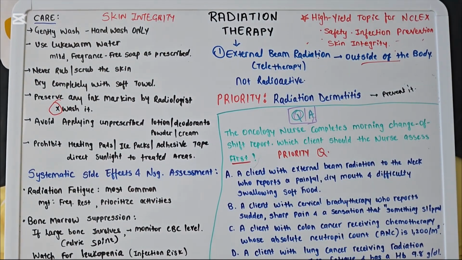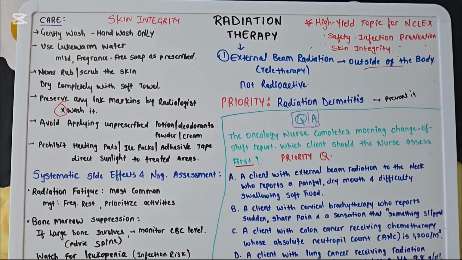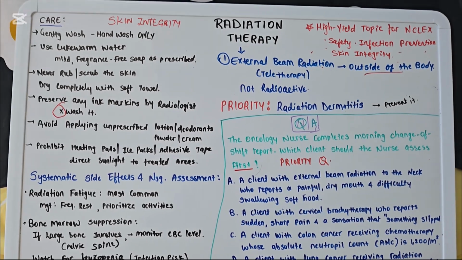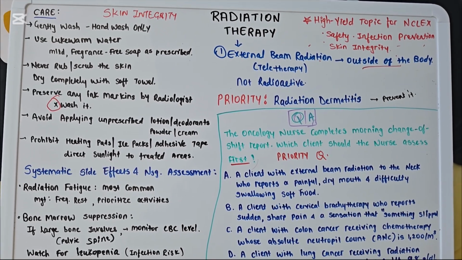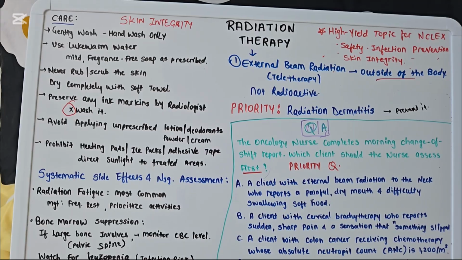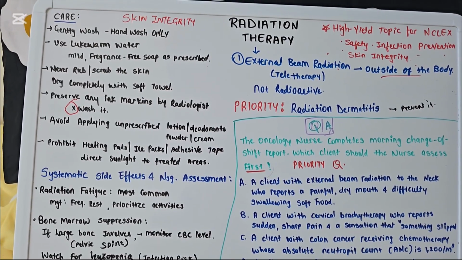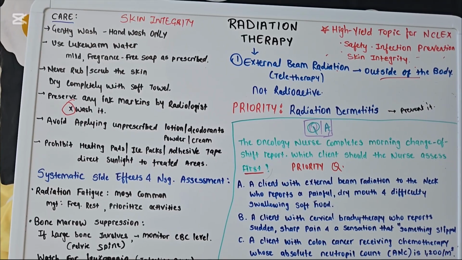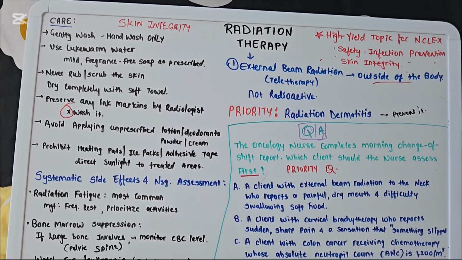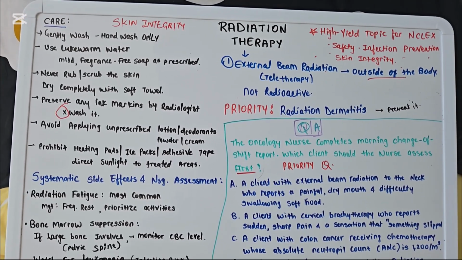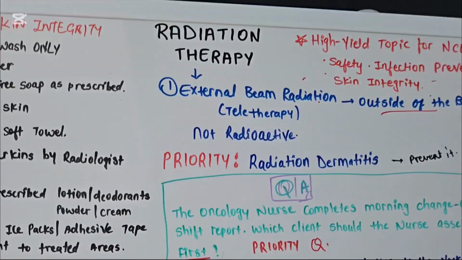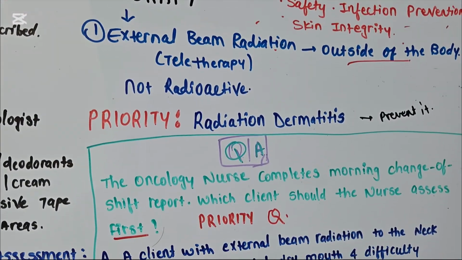In today's video, we're going to talk about external beam radiation, known as teletherapy. External means outside of the body. It is not radioactive. The patient will come, the radiologist will give the external beam radiation on the particular area of the body, and then the patient can go. It will be on an outpatient basis. The patient will come, receive the radiation, and after some time they can go home. So in this topic, the priority will be radiation dermatitis.